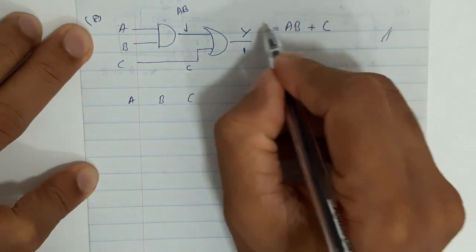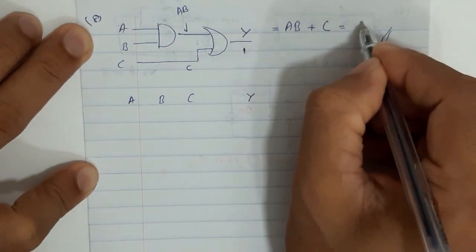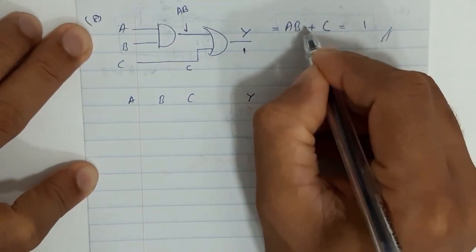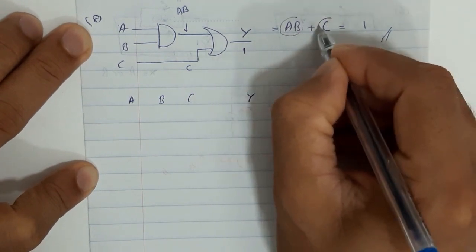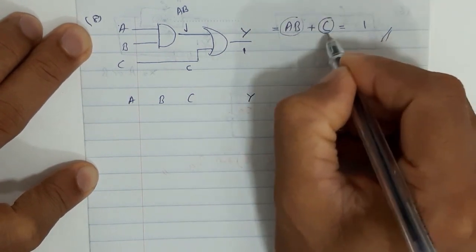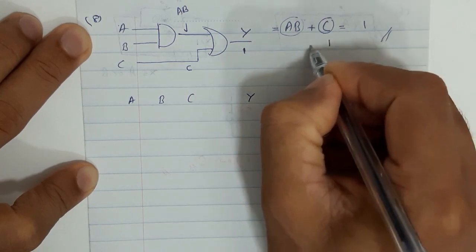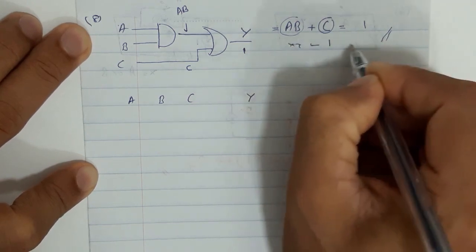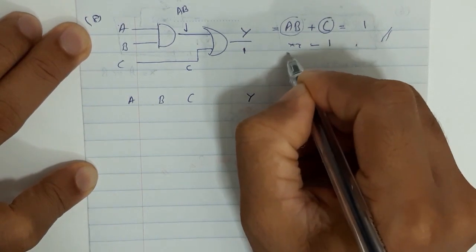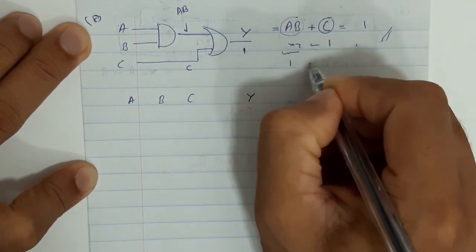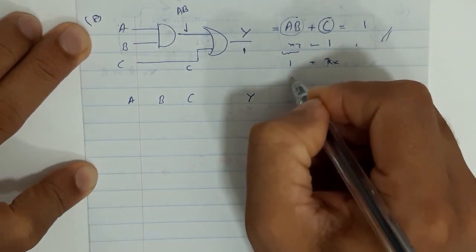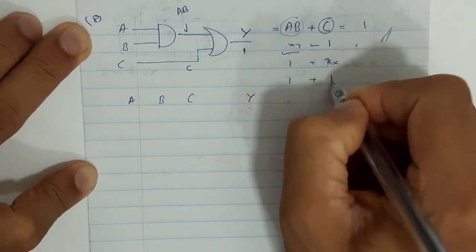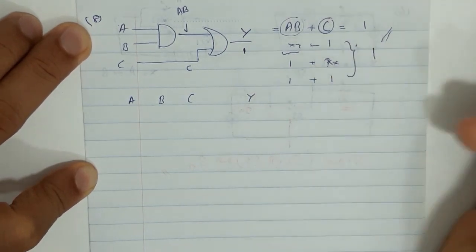Now we'll decide how to make the final outcome 1. What should it be? This is an OR gate. To make it 1, definitely either of these segments should be 1. If C is 1, we don't care about the others. Then output is 1. The other case is if A dot B becomes 1, we don't care about C. Or else if this segment is 1 and this segment is 1, still the output becomes 1. That's the point.